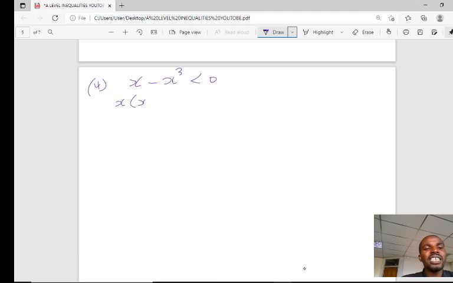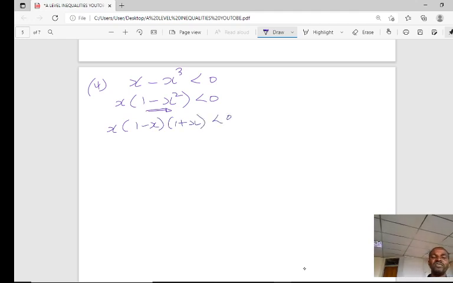It will be x, then x. If you can factorize here, you get 1 minus x squared is less than 0. Right. Then from your O level, the expression inside the bracket is actually a difference of 2 squares. You have to factorize it again. It's not yet fully factorized. So factorizing a difference of 2 squares, you get 1 minus x. You just take the square root, then 1 plus x less than 0.